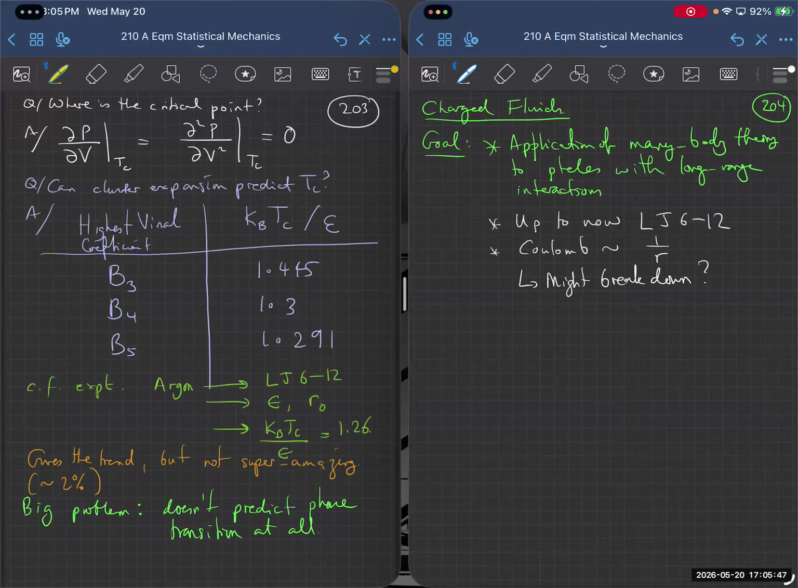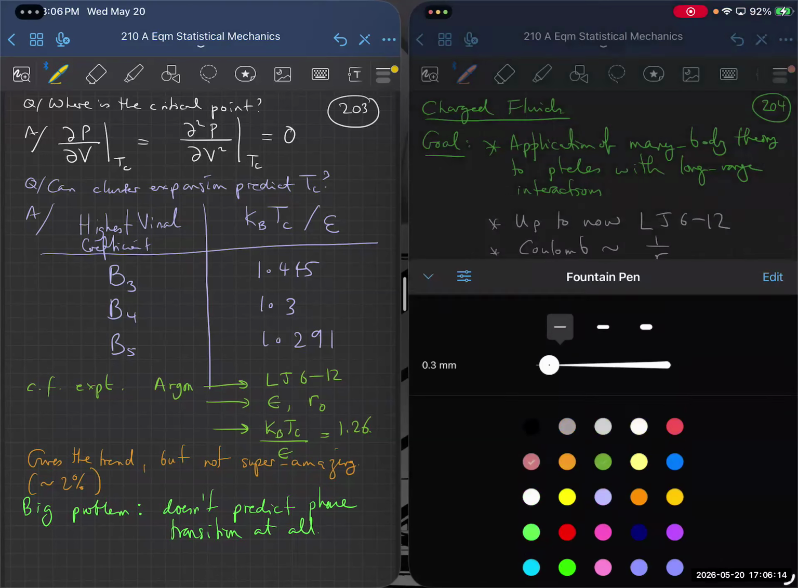So why would you think that? Well, remember that this expansion that I showed you is called the cluster diagrams and cluster integrals and cluster expansion. Basically, let me just go write down the answer. Clusters may not exist in any real sense. So let's think about why that's the case.